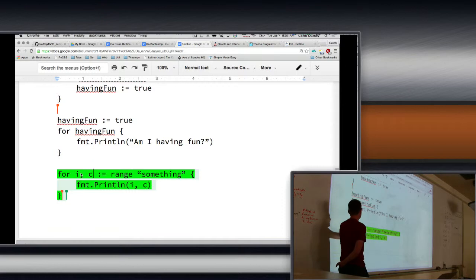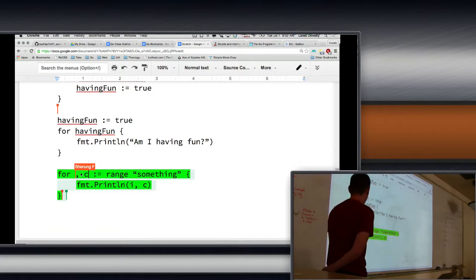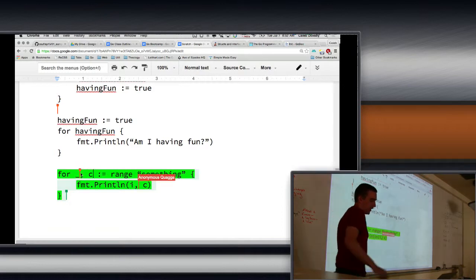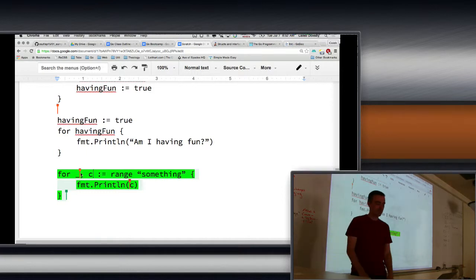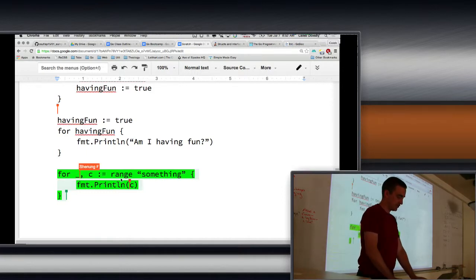So if we don't need I, what can we do? If we just don't care about I? Underscore. Exactly. Use underscore. Okay, perfect. And the reason we cover this again is we're going to use this range a lot for other things, but not so much for strings.